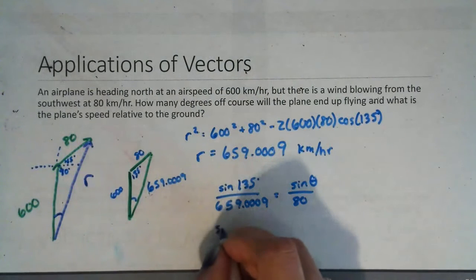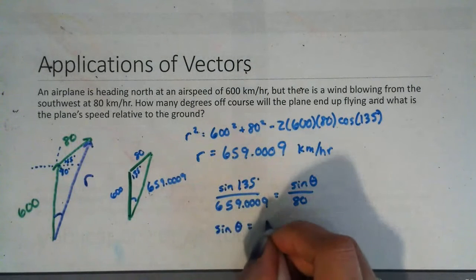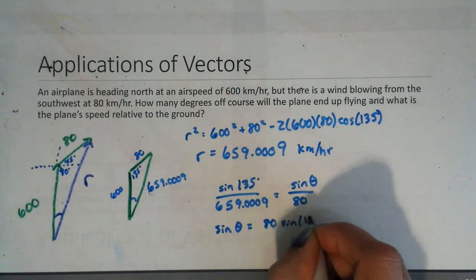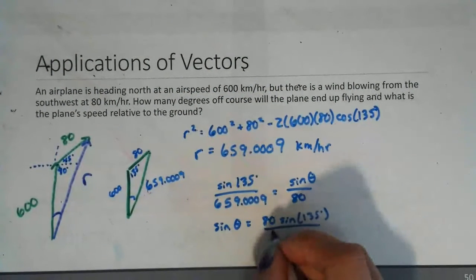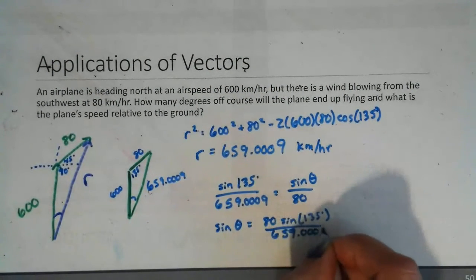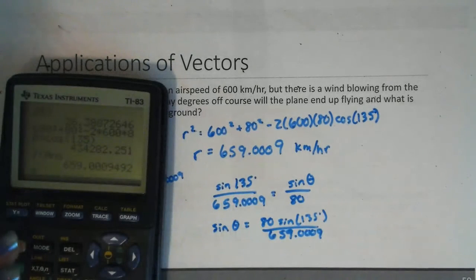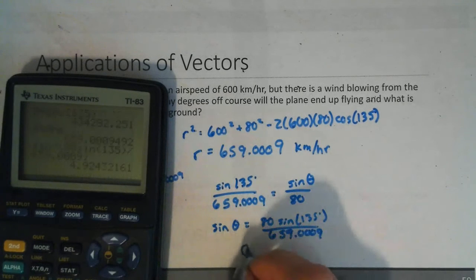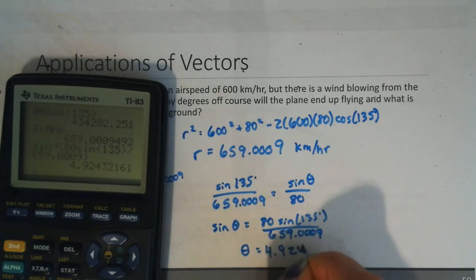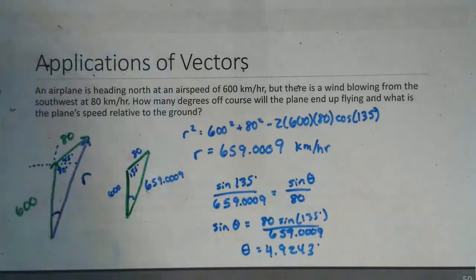If I multiply both sides by 80, I get the sine of theta is equal to 80 times the sine of 135 degrees over 659.0009. So if I take the inverse sine of that, I should get my angle. Inverse sine of 80 sine of 135 divided by 659.0009 looks like our theta is 4.9243 degrees. So the plane is going to be going 4.9243 degrees off course.